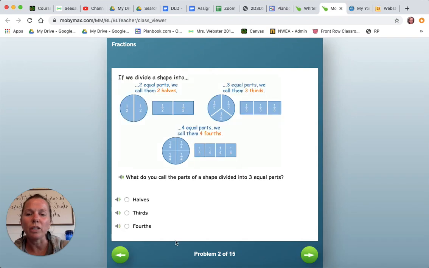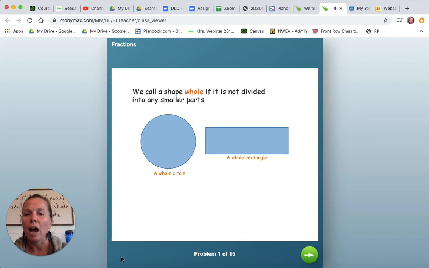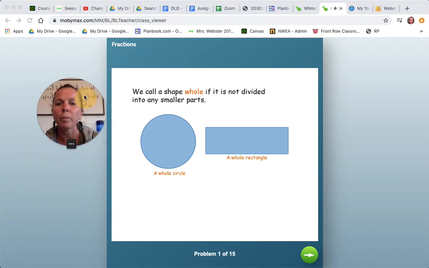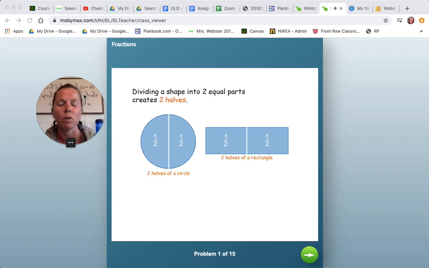Guys, we are going to talk about fractions today. So we call a whole shape whole if it's not divided into any smaller parts. So for example, we have a whole circle and a whole rectangle. You can think of that as like a big pizza or something like that.